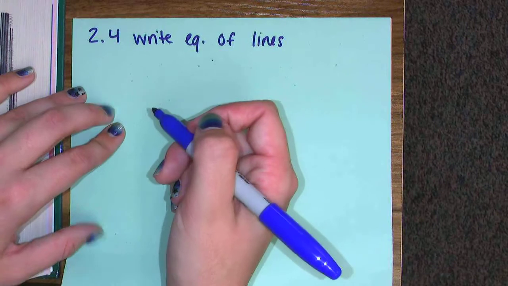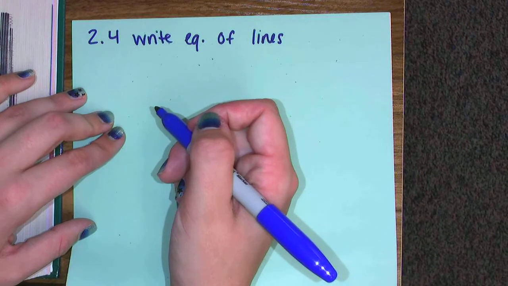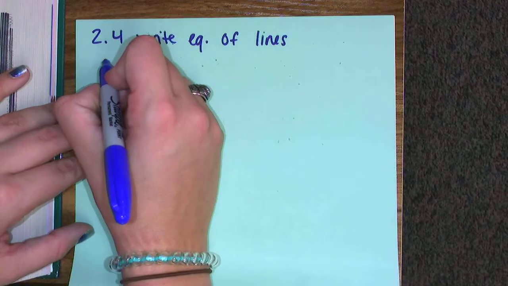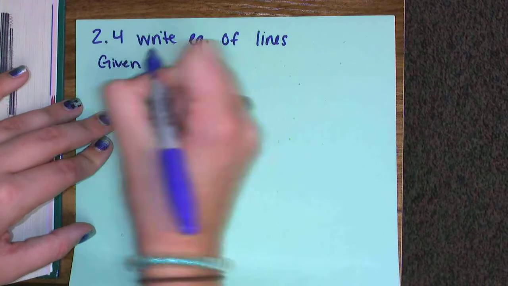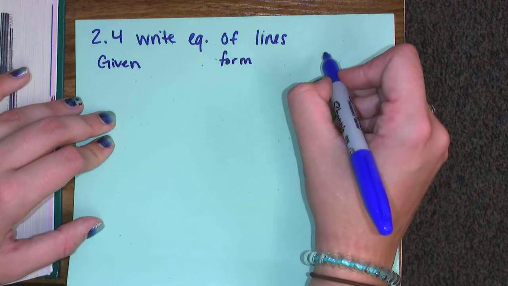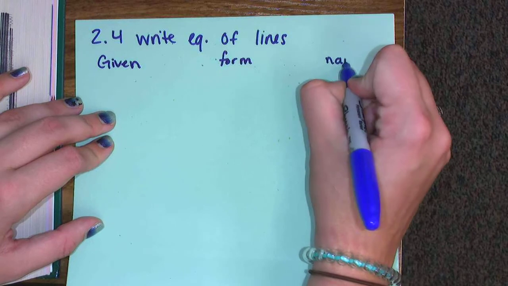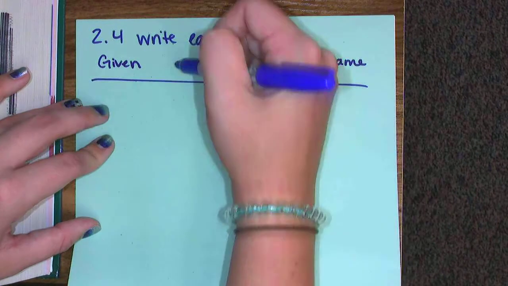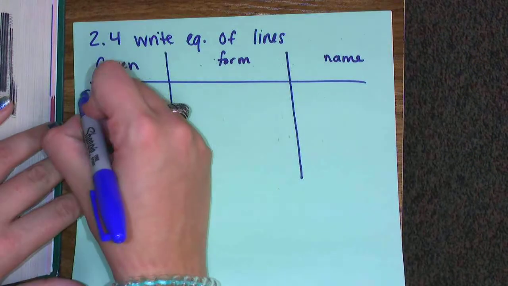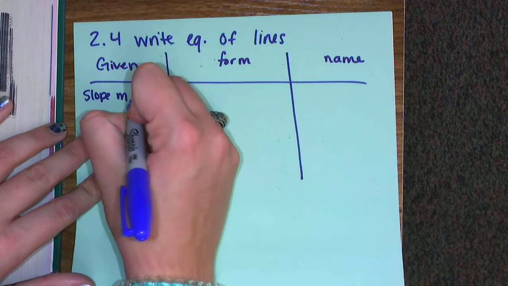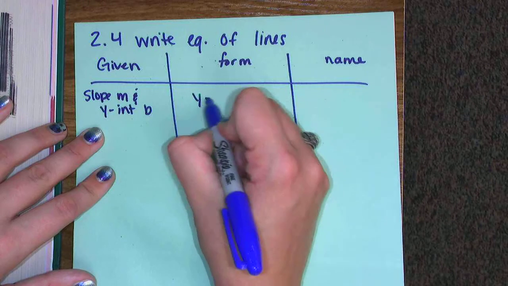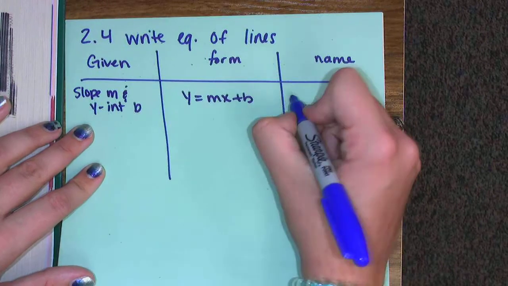Okay, so there's basically a couple different types that we're going to talk about. I'm going to have a given, and then I'm going to have the form that is used, and I'm going to have the name of the form over here. Okay, so if you're given a slope m and a y-intercept b, we use y is equal to mx plus b in that slope-intercept form.